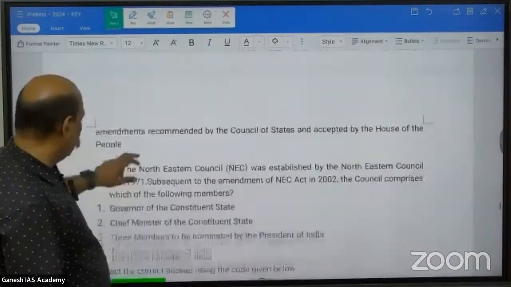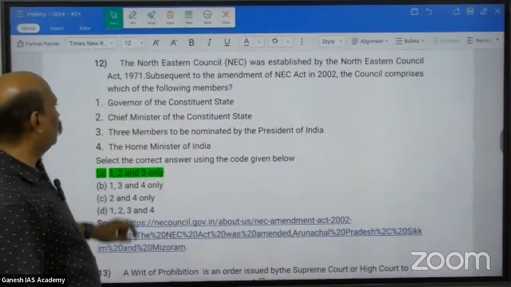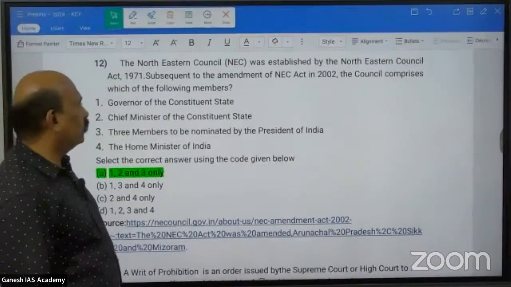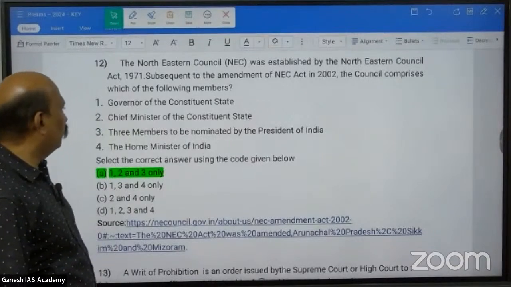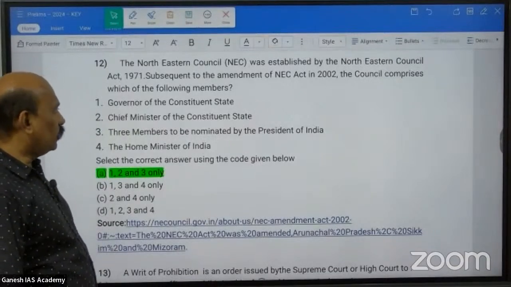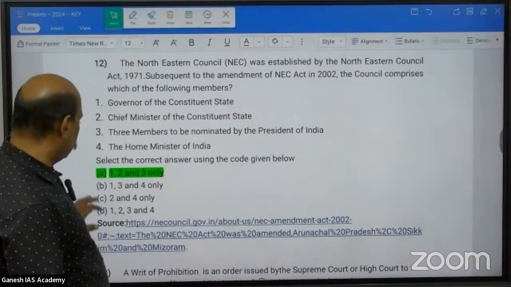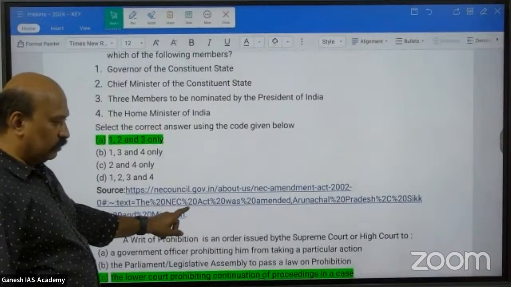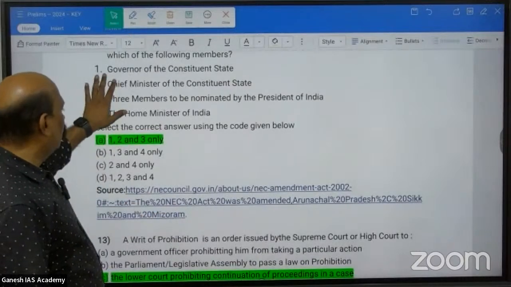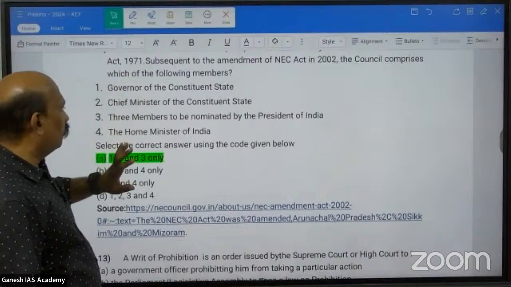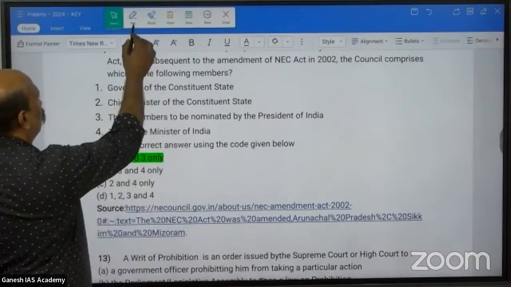Fine. Now, coming to the next question. This is a very factual question. The Northeastern Council was established by the Northeastern Council Act of 1971. Subsequent to the amendment of the NEC Act 2002, the council comprises which of the following members? Given the link, you can go through it. According to the NEC Amendment of 2002, these are the three members.